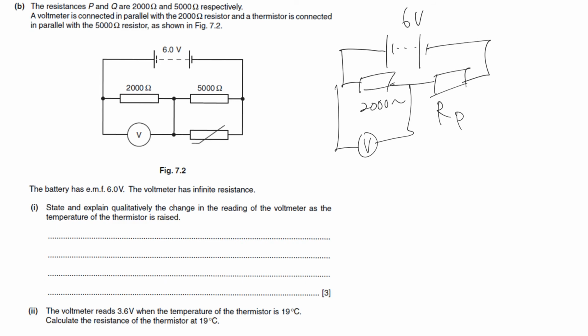So let's understand this. When the temperature of the thermistor increases, what happens to its resistance? The resistance will decrease, right? If the resistance of the thermistor decreases, what happens to the total resistance here? Decrease or increase? Decrease. So if this resistance decreases, then what happens to the voltage across here? Increase. Because when this side has lower resistance, it will carry less PD. So automatically this side will carry more PD, because 6 volts has to be divided between the two.